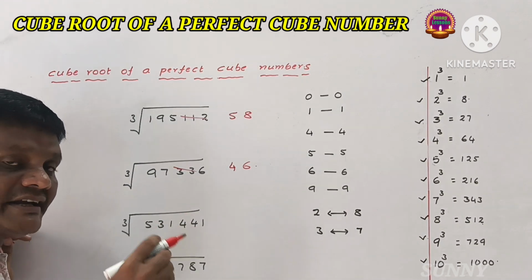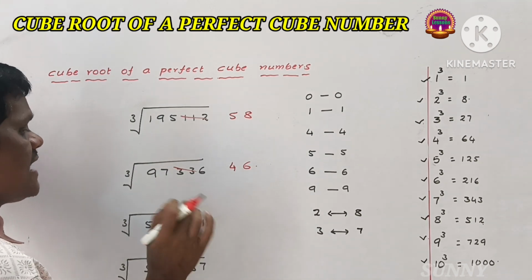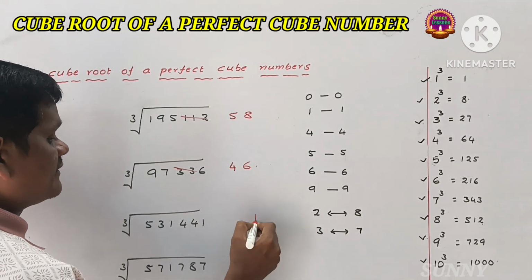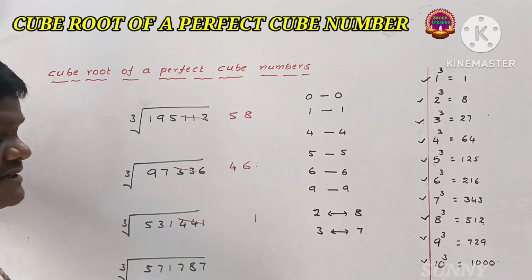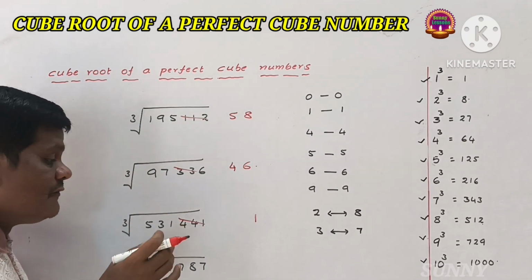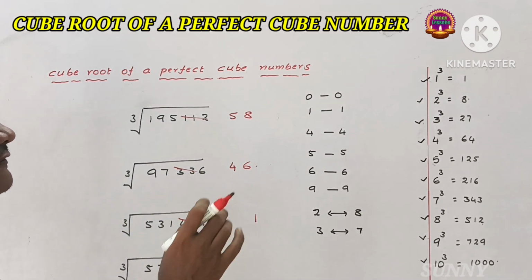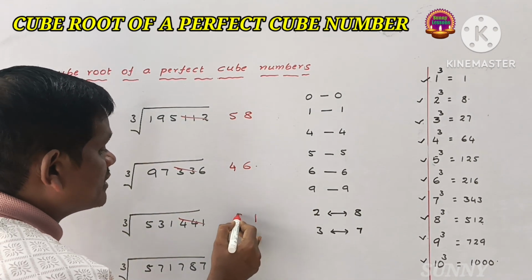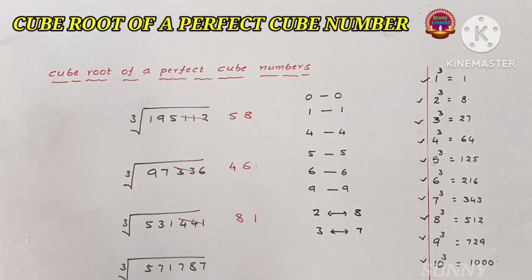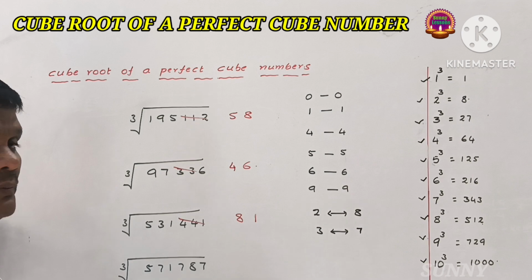Cube root of 531441. Check when the perfect cube number ends with 1. It is 1. Strike out the last 3 digits. The nearest perfect cube number of 531 and less than 531 is 512, means 8 cube. That is 81. So cube root of 531441 is 81.